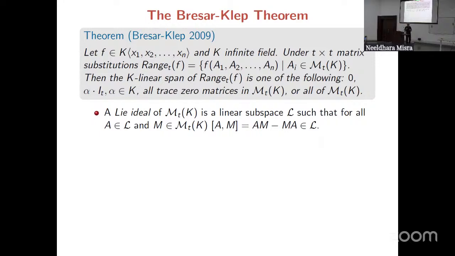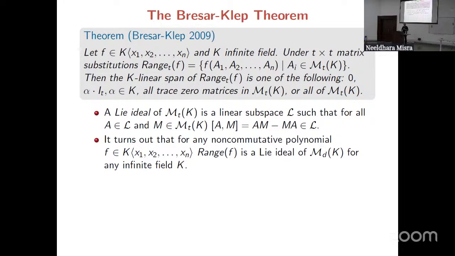I find this very interesting, a nice analog, a true generalization, of Schwartz-Zippel. So how do they prove it? I just want to give a small idea of what they call a Lie ideal. The Lie bracket, or simply the commutator, AM minus MA, where M is any matrix and A is any matrix from this linear subspace L. For every M, if AM minus MA belongs to L, you call L a Lie ideal of the matrix algebra M_t(K).